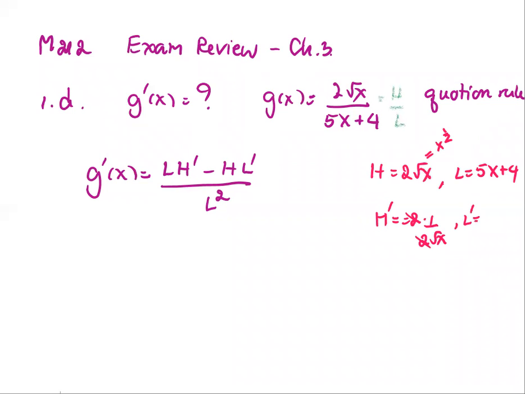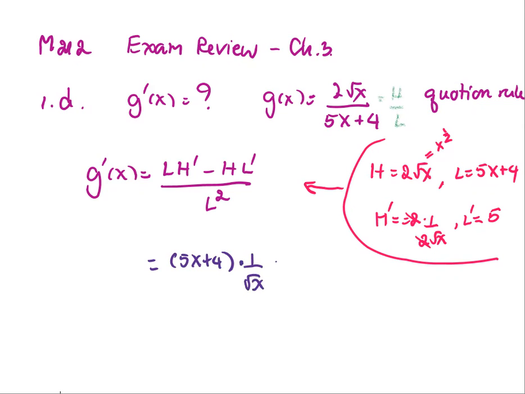And next, we're going to find the d low, or the derivative of the low function. It turns out to be 5. The prep work is done. Then we're going to bring them into the formula using the quotient rule. So the low, which is the expression 5x plus 4, multiplied by the d high, or 1 over square root x, minus the high function, which is 2 square root x, multiplied by the d low, which is 5, all divided by the low squared, or the quantity 5x plus 4 squared.